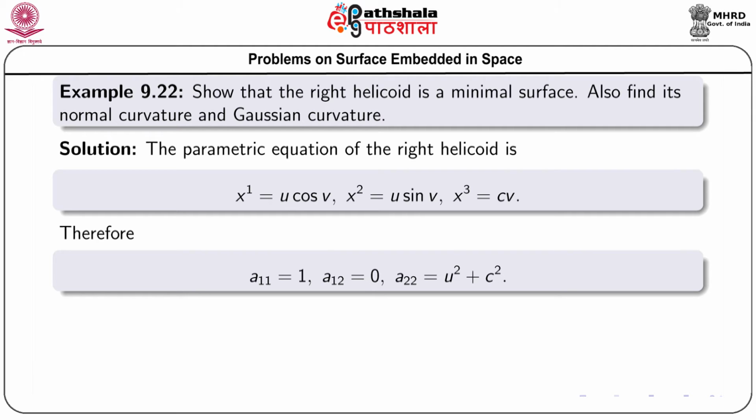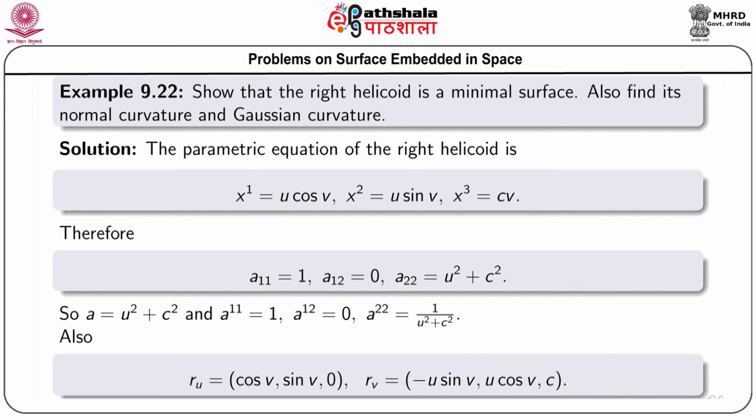We can easily find these coefficients of the first fundamental form, that is A11, A12 and A22. And so, the determinant of A alpha beta is equal to u square plus c square, and A upper 1 1, that means the reciprocal tensor of A 1 1, is 1, the reciprocal tensor A upper 1 2 equals 0, and the reciprocal tensor A upper 2 2 equals 1 by u square plus c square.